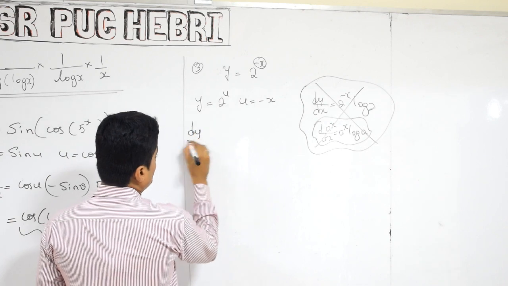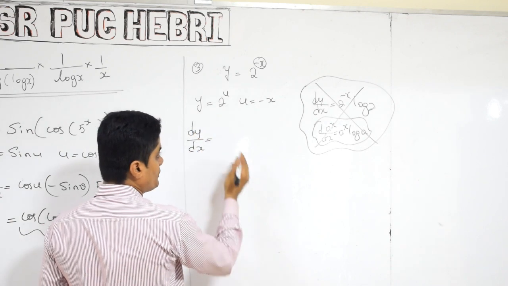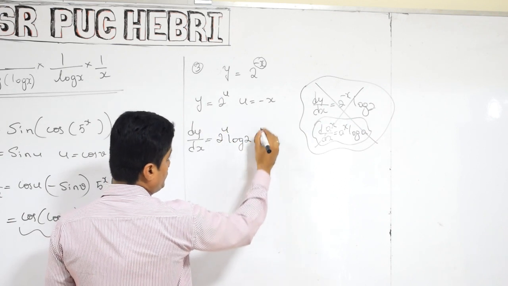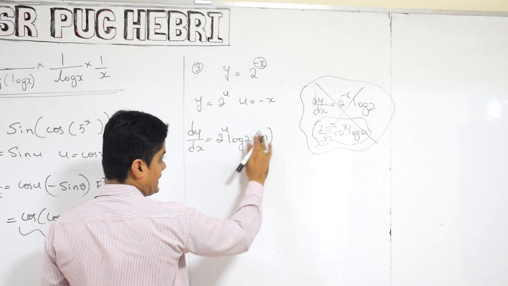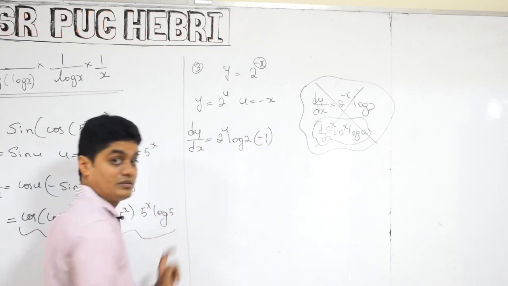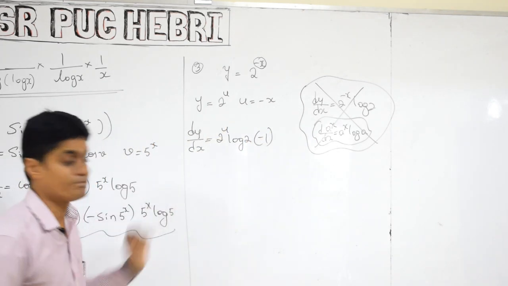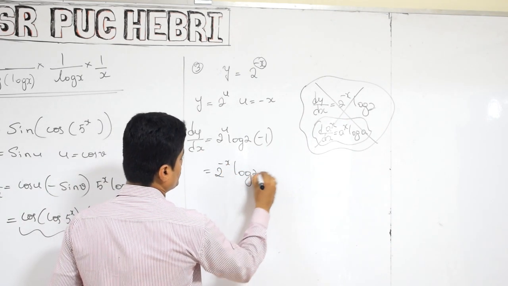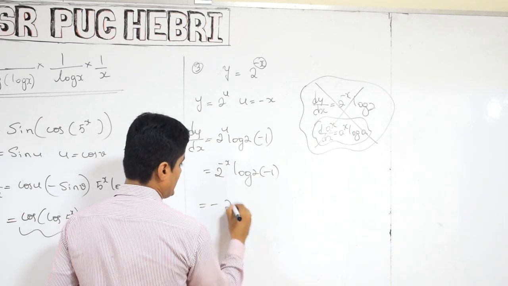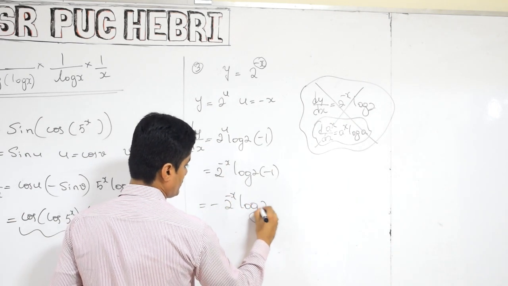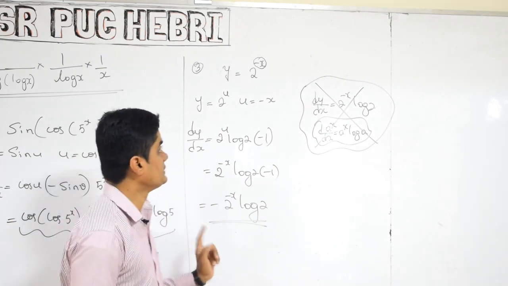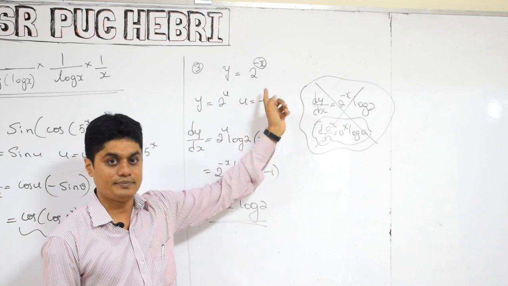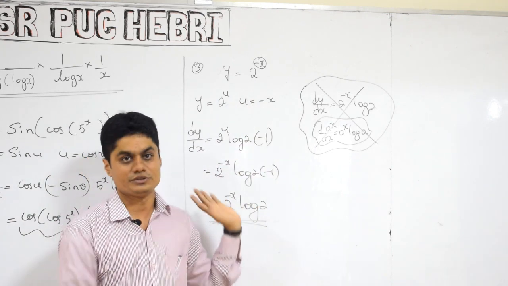So, what is the chain rule? dy by dx is equal to 2 power u into log 2 into the differentiation of minus x, which is minus 1. Again, put a bracket, otherwise again everything is wrong. So it is 2 power u, what is u? Minus x, into log 2 into minus 1. So you can write it like this. Here we don't have more than 2 functions, but this is one best example to understand how you can miss the composite function.